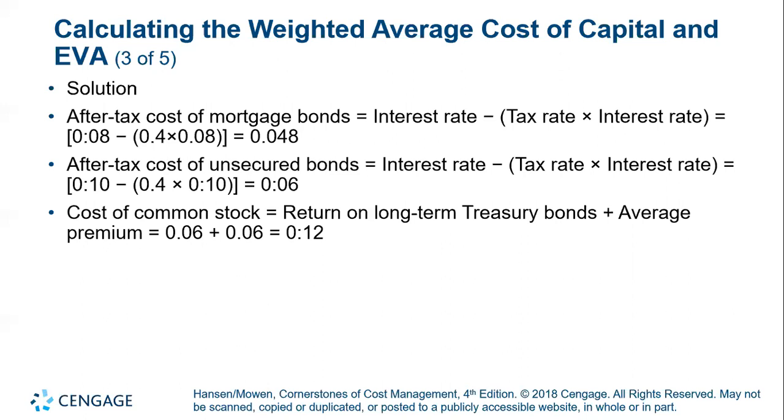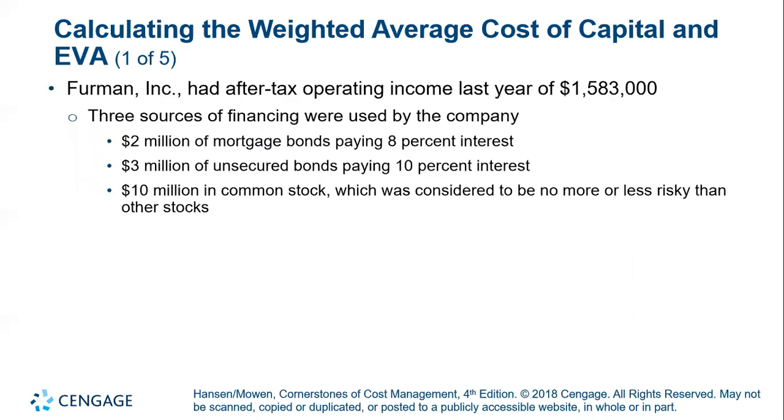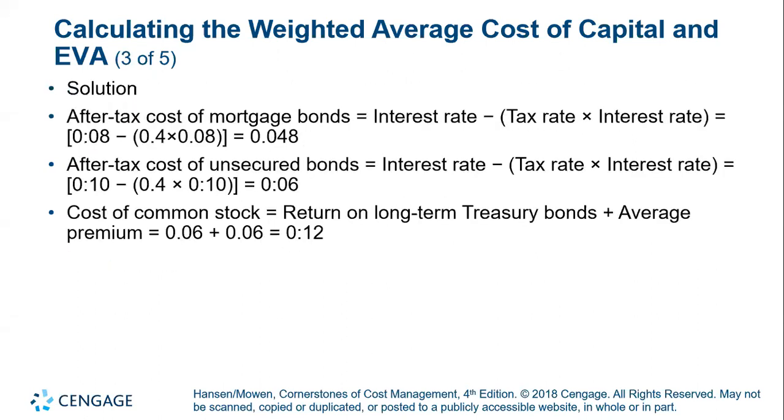Now we calculate the after-tax cost of unsecured bonds. Here it's 3 million of unsecured bonds paying 10% interest. So for the unsecured bonds, 10% minus 0.4 times 10% gives us 0.06. That's the after-tax cost of unsecured bonds. Okay, so that is the interest rate minus the tax rate times the interest rate, the alternative formula.